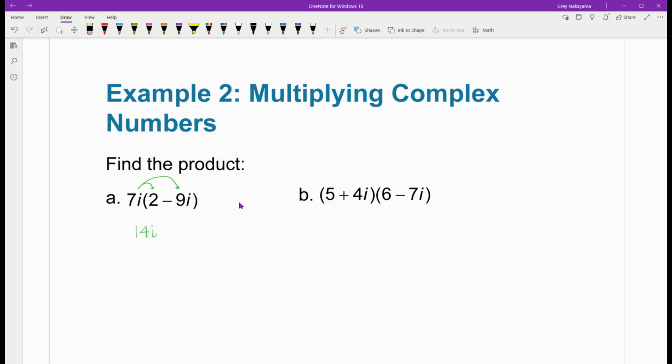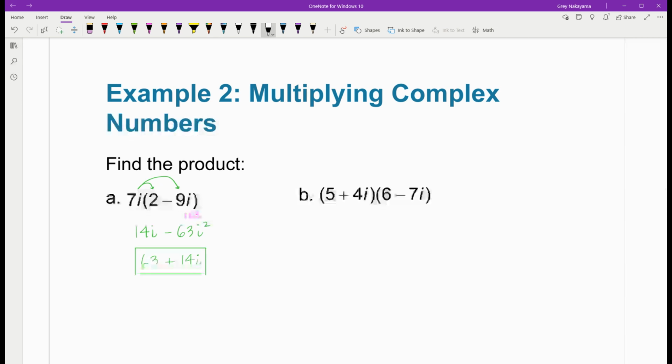7i times -9i is going to be minus 63i squared. And as we just talked about, i squared equals -1. So that -1 has the effect of changing -63 to a positive 63. You have to write that in standard form. So that means my answer is going to be 63 plus 14i.